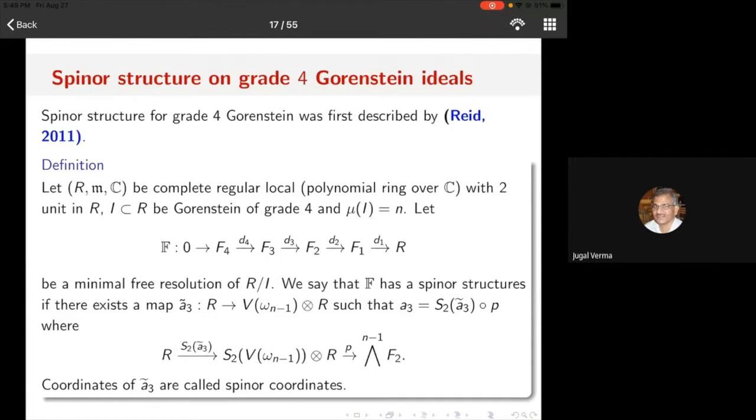Then we say that this F has Spinor structure if there exists a map A3 delta from R going to the half spin representation tensor with R, such that the Buchsbaum-Eisenbud multiplier A3 can be written as a composition of the second symmetric power of A3 delta with a map P. P is a certain map we have defined in our work. This map A3 delta is called the Spinor map, and its coordinates are called the Spinor coordinates. This relation of A3 as a second symmetric power composed with P gives a very nice relation between the Buchsbaum-Eisenbud multiplier and the Spinor coordinates.